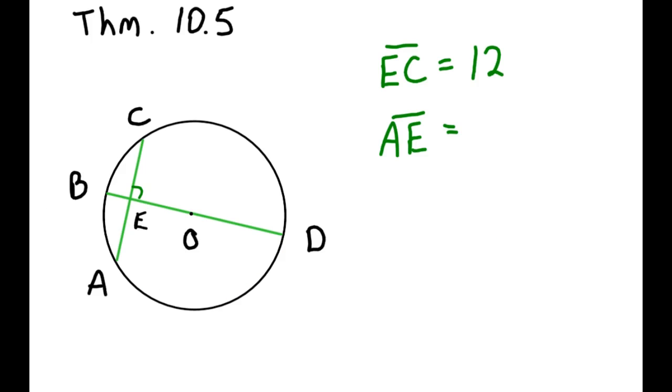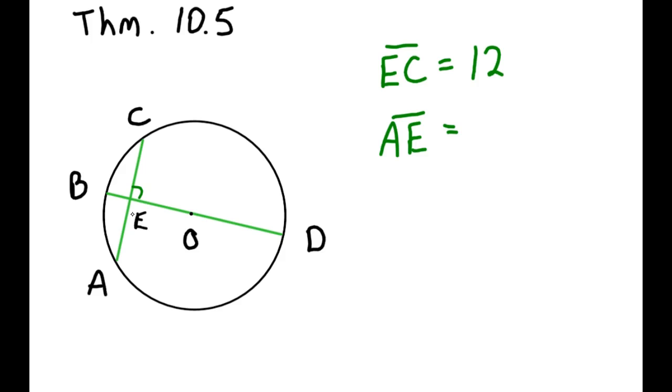In this next example, we're going to use Theorem 10.5. So we have two chords intersecting inside the circle. We have chord AC and chord BD. We know that chord BD is going to be the diameter to the circle because it goes through the center. We know the length of EC is 12 units. We're trying to find the length of segment AE.